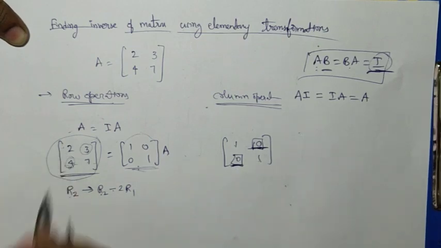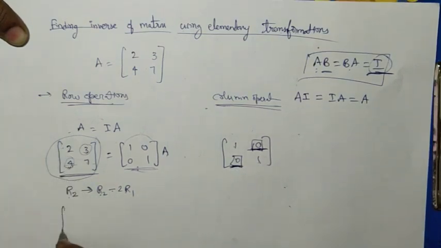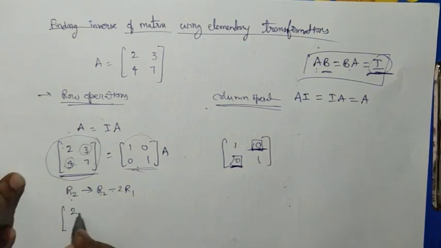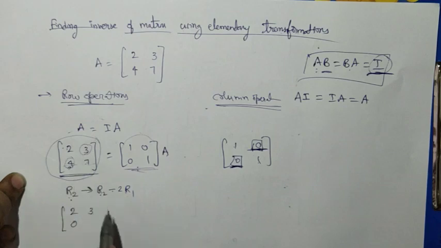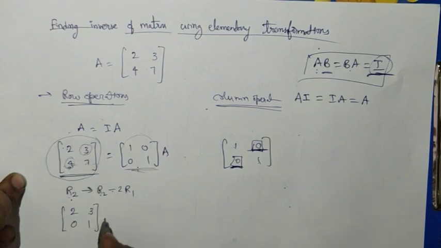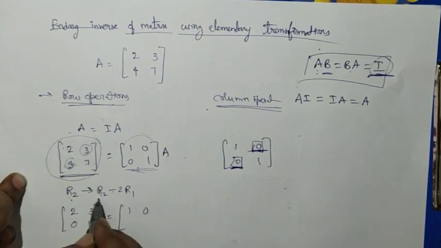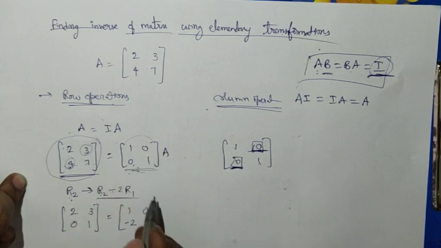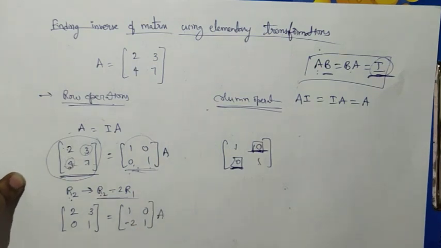R2 is R2 minus 2R1. When I do that, I will get this as 0. Let me do R2 is R2 minus 2R1. 4 minus 4, 0. 7 minus 6, because I multiplied 2 by 3, gives 1. The same will be affected on the right side also: 0 minus 2, because 2 was multiplied and subtracted, and 1 minus 0, gives 0, 1. Done.